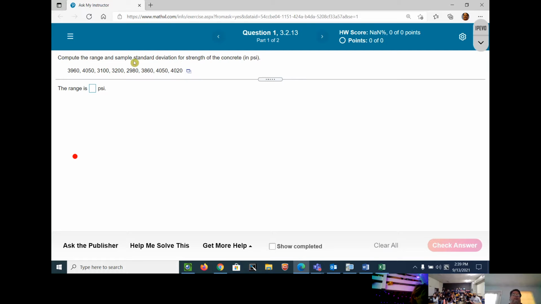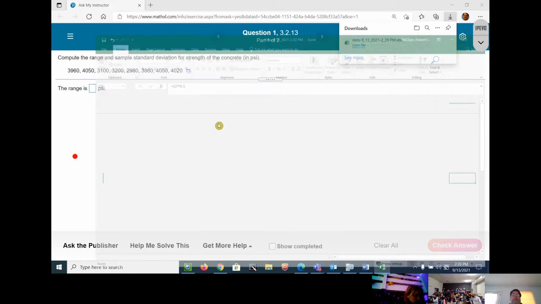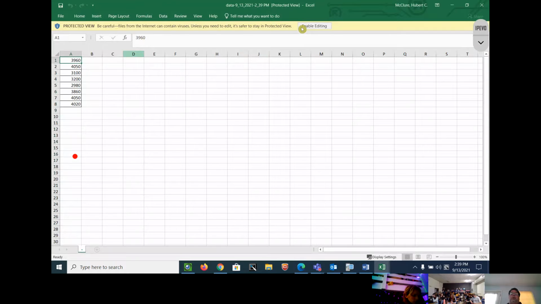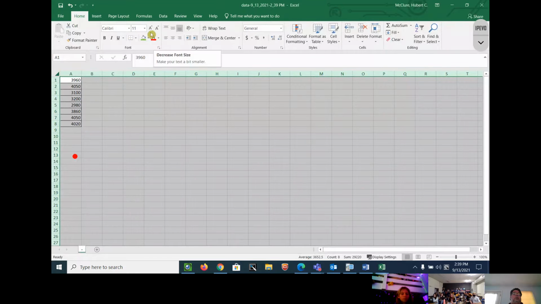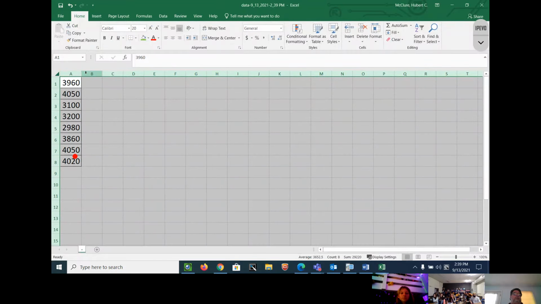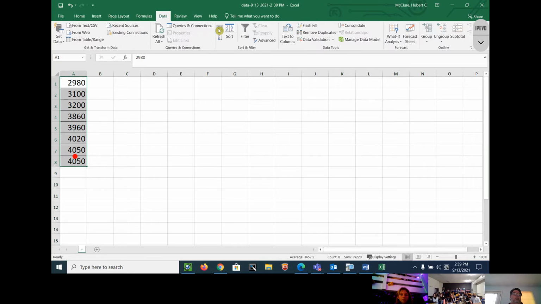Compute the range and sample standard deviation. So you can do this on a calculator. I'm going to do it on an Excel spreadsheet so you can see the numbers, and I'll put them in order for you. There you go. Let me put them in order for you. You're welcome. Data. All right, there you go. I'm going to do everything.